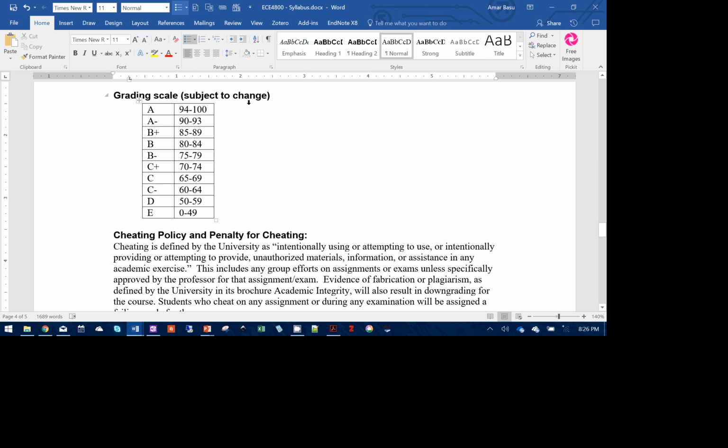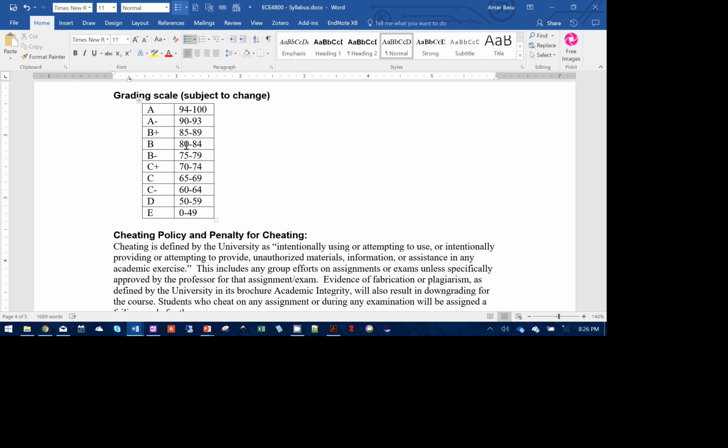This is the grading scale, and it says subject to change because I usually do curve the class a little bit at the end of the semester. If you get a certain percentage in this class, if your average is, let's say, an 80, well, you're guaranteed a B. Right? If you get a certain percentage, you're guaranteed that grade. And if the curve helps you, you might end up getting bumped up one letter grade.